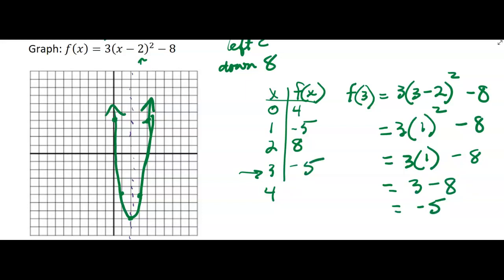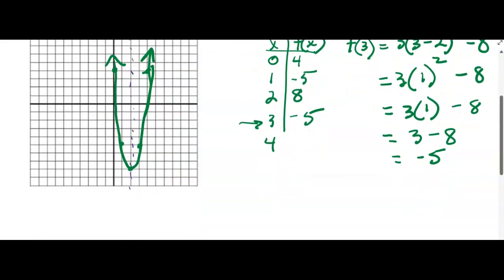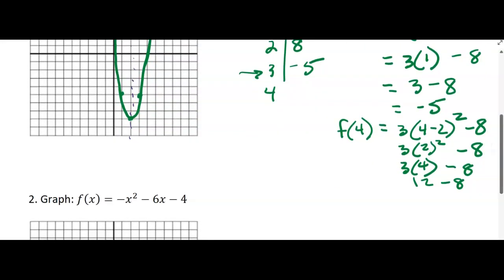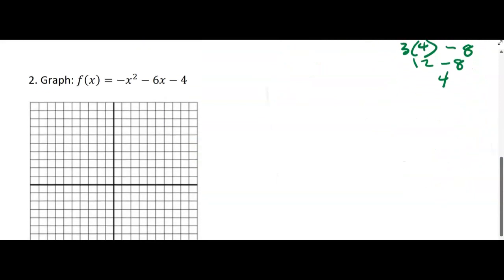Now that's what we expected. Just in case you're having trouble with that, I'm going to go ahead and do the other one. F of 4, which is going to be 3 times 4 minus 2 squared minus 8, or 3 times 2 squared minus 8, or 3 times 4, because you've got to do the exponent, right? And then that's where you're getting the 12 minus 8, and that's where you get 4. I'm trying not to run into the other problem. Okay, and you can see all those points on there.